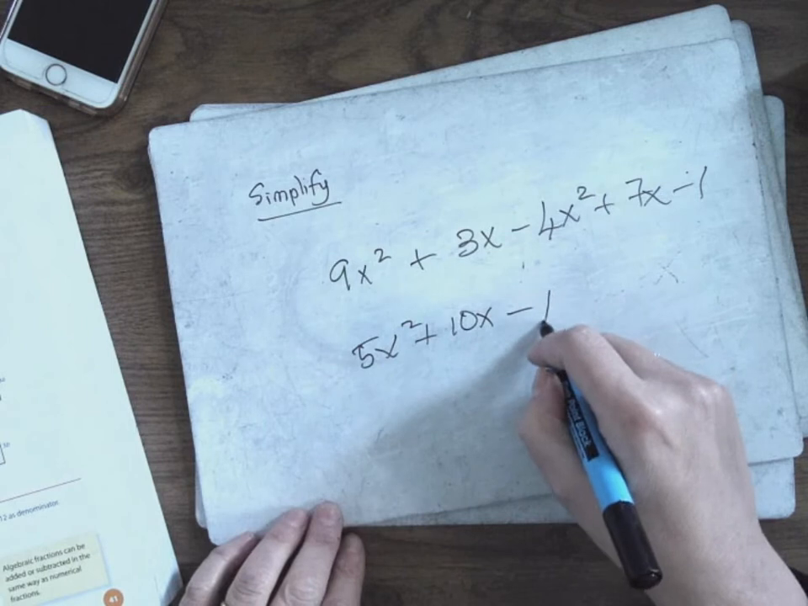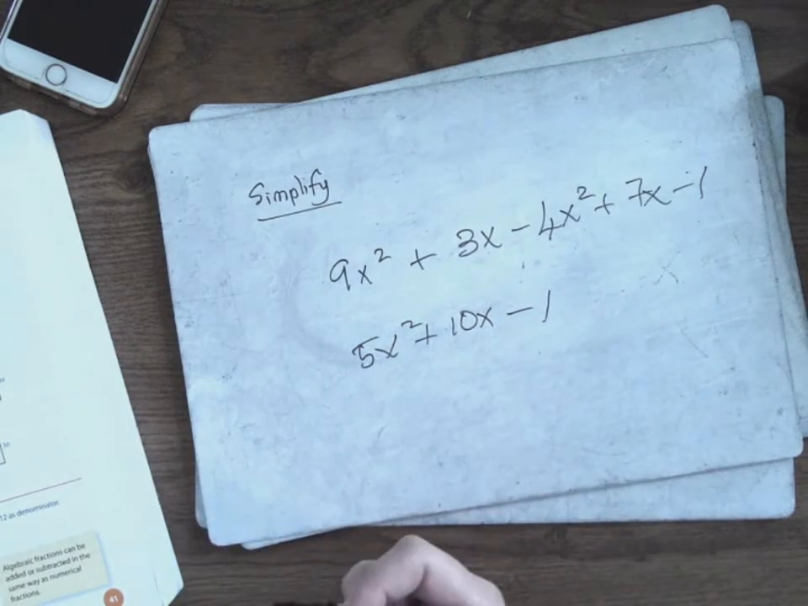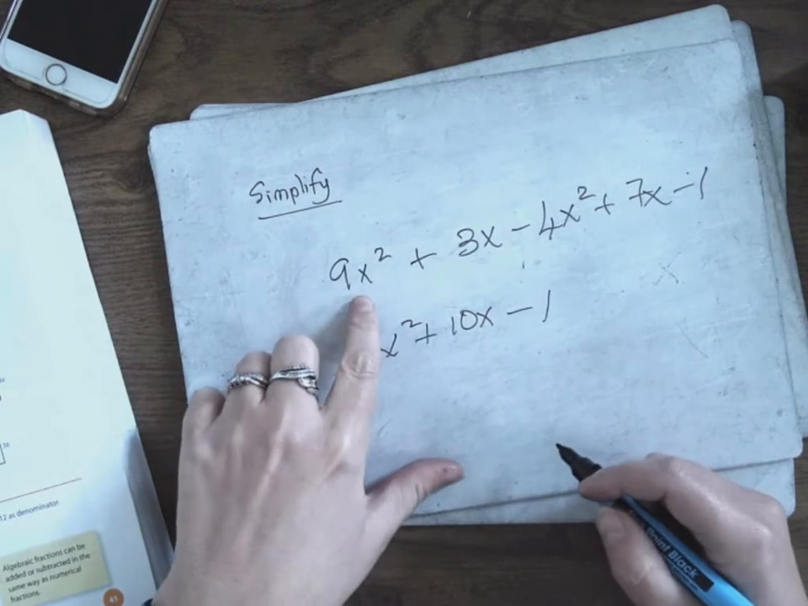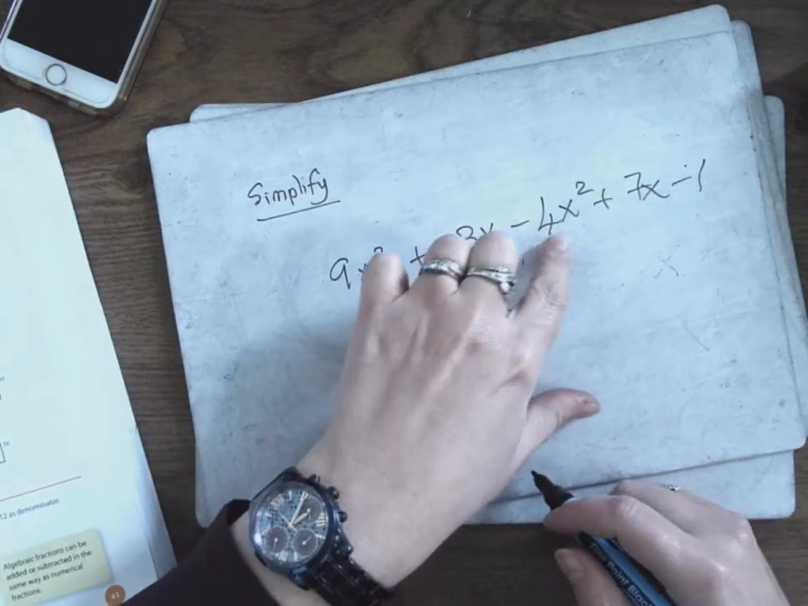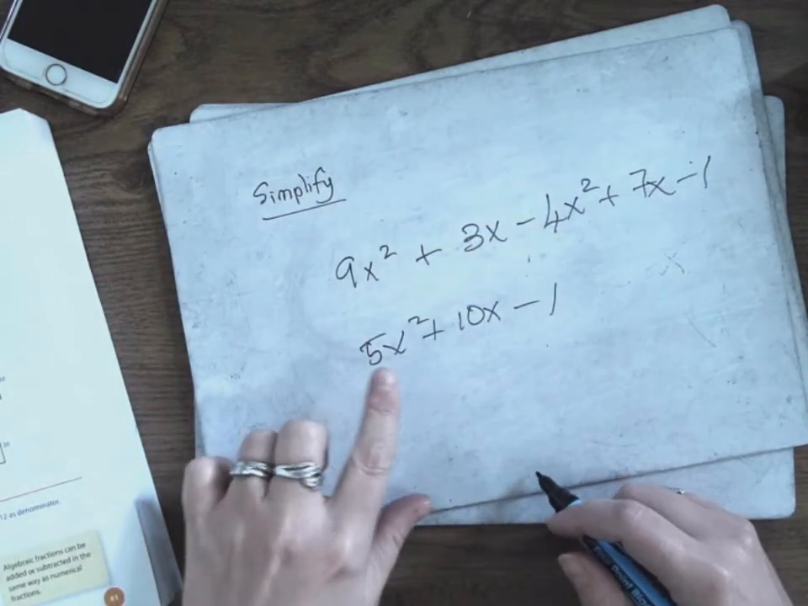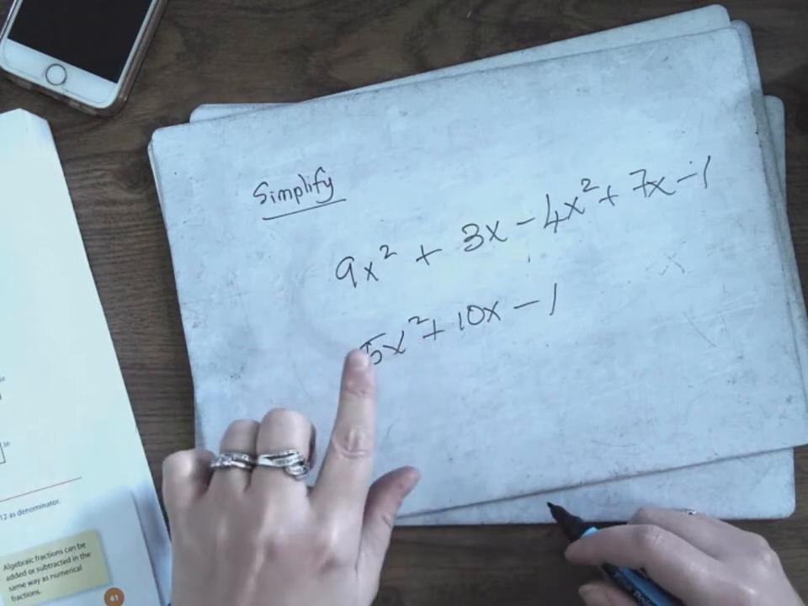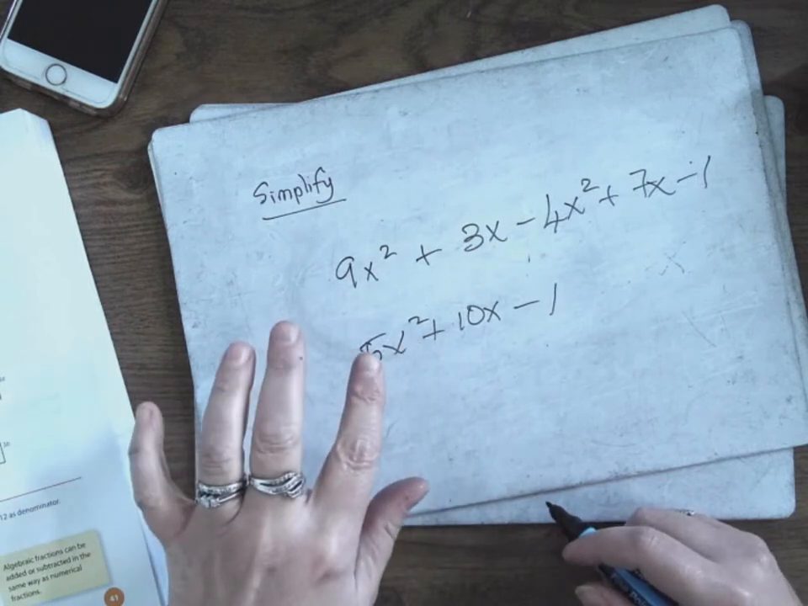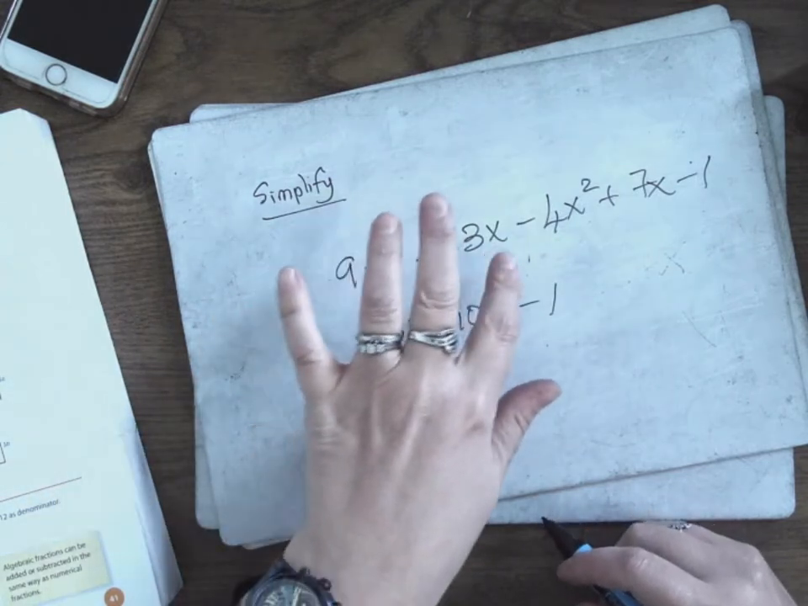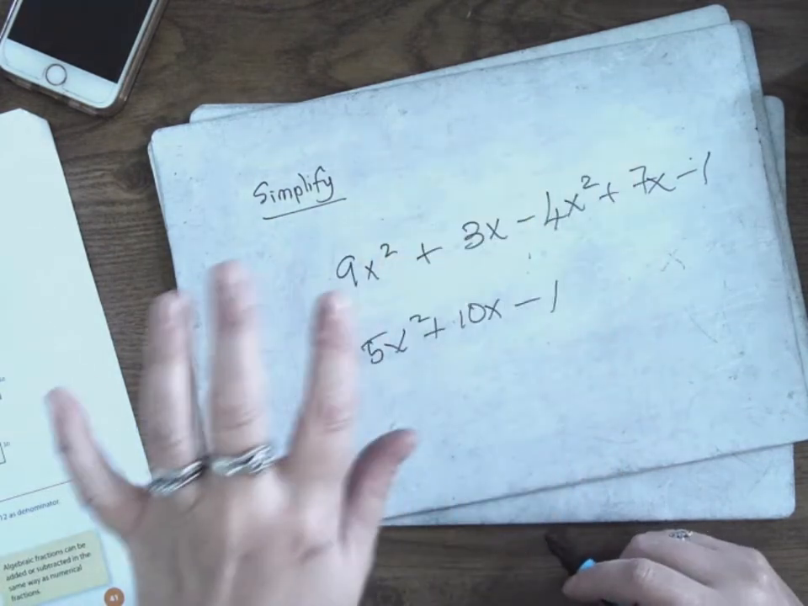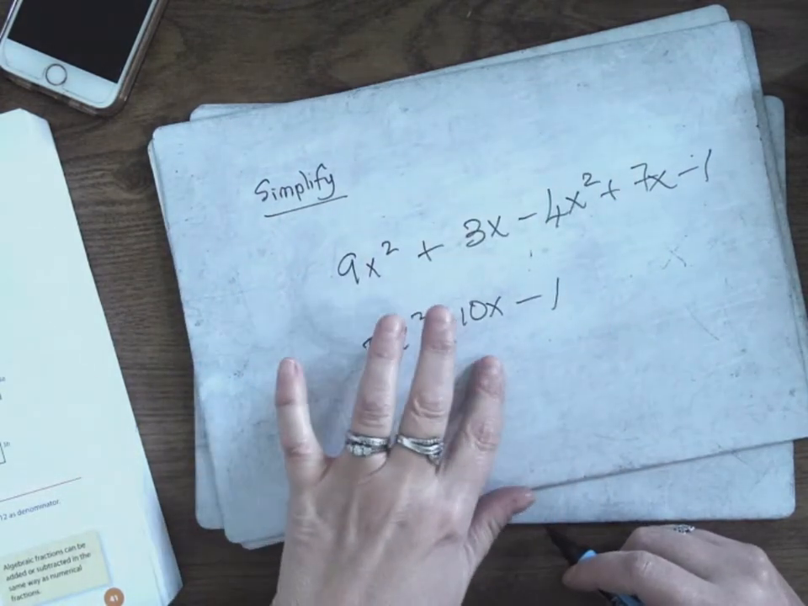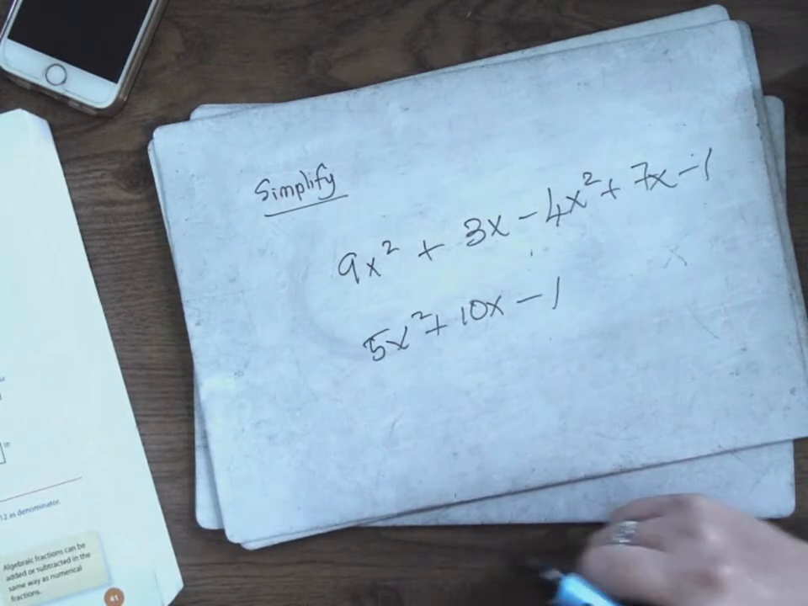That is the correct answer. Right, did anyone not get that? 9x squared, take away 4x squared, gives me 5x squared. Is the plus and the plus the same as the plus right now? Yeah. So plus 3 plus 7 will give me plus 10. And then I have a minus 1 at the end.